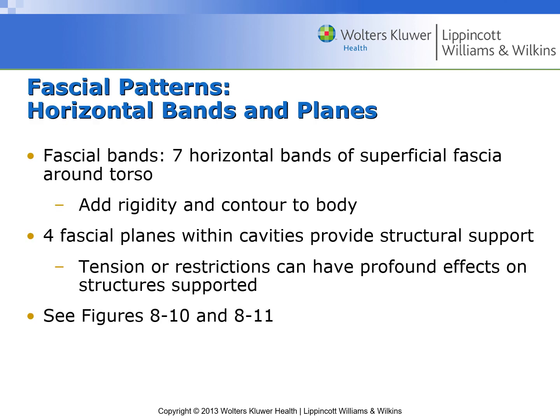Now let's discuss the fascial patterns in terms of the horizontal bands and the planes. In terms of the fascial bands, 7 horizontal bands of superficial fascia are found around the torso. They add rigidity and contour to the body. 4 fascial planes are held within the cavities that provide structural support. Tension or restrictions can have profound effects on the structures supported.